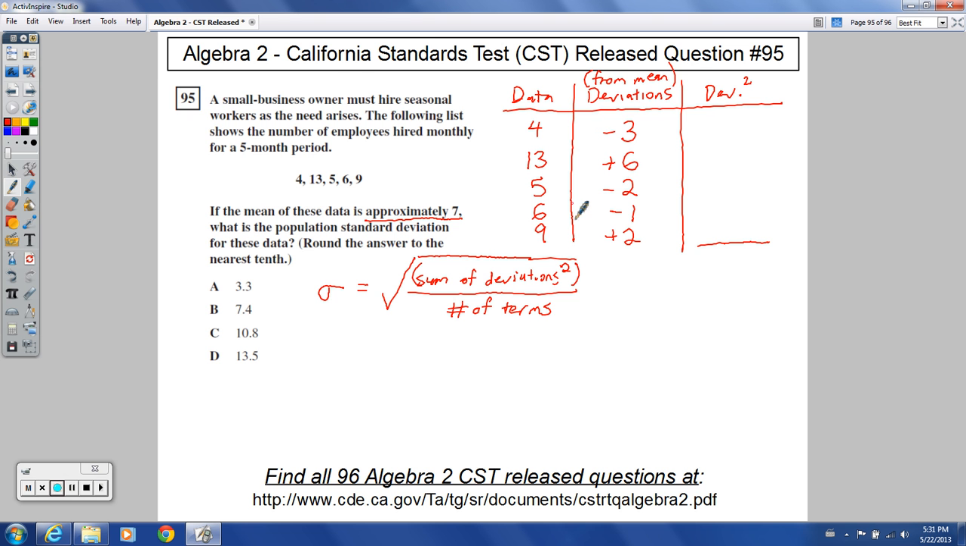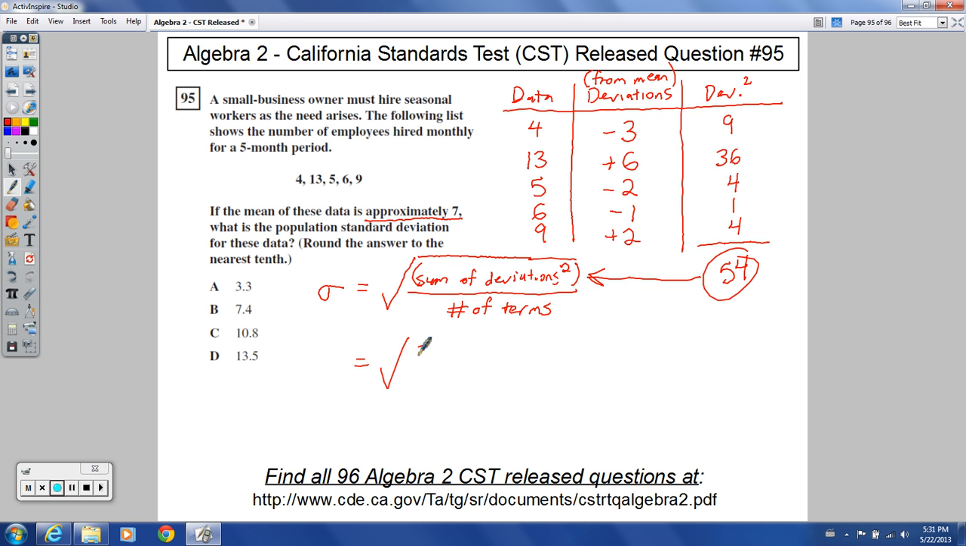If I take all these values and square them, let's see what I get. They'll all be positive, because negative times a negative will be positive. Positive times positive will still be positive. I'd have 9 is negative 3 squared. 6 squared is 36. Negative 2 squared is 4. Negative 1 squared is 1. And 2 squared is 4. Put that all together. Looks like 9 plus 36, that's 45, and 49, 50, 54. So the sum of the deviations squared, that's this value right here. That's going in right there.